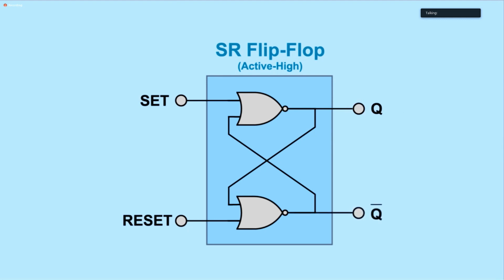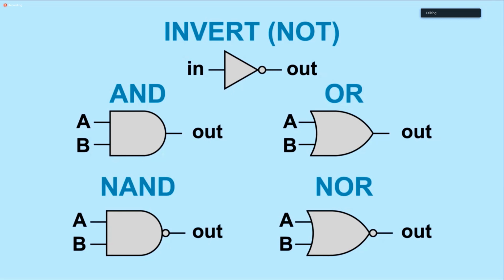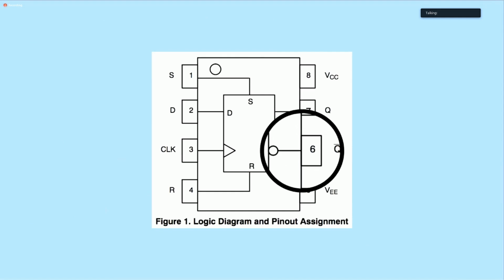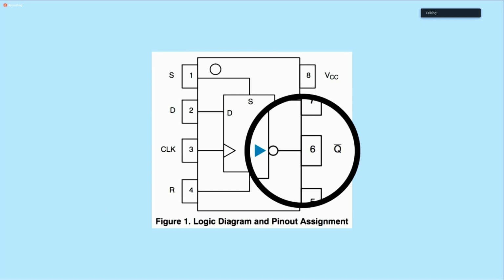The second output, not Q, or sometimes also called bar Q or Q bar, is typically the inverse of output Q. So if Q is 1, not Q is 0. If Q is 0, not Q is 1. If you remember from our logic gates episode, a circle on a symbol indicates that it is the inverse of the main symbol. Looking at this logic diagram of a flip-flop, you can see the circle on output not Q, indicating that it is the inverse of Q.